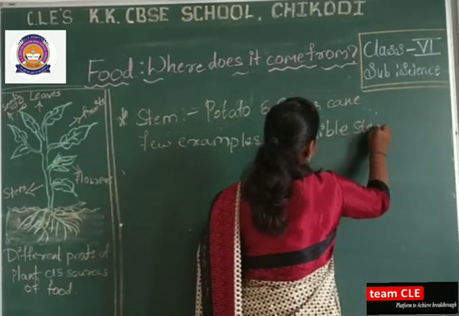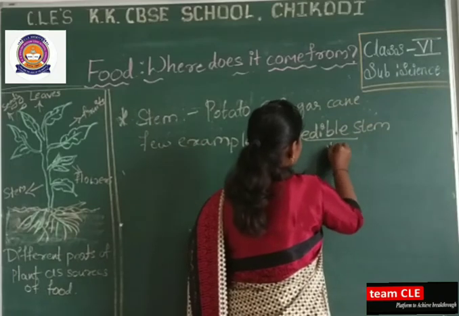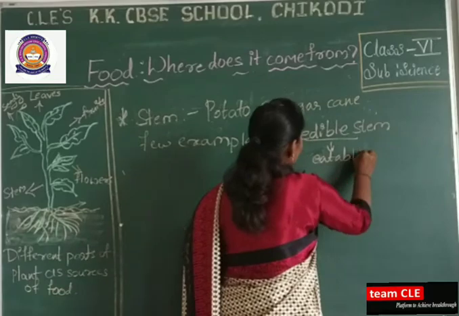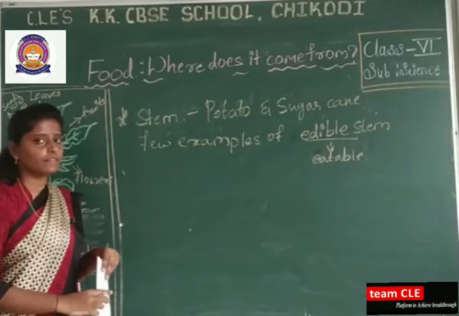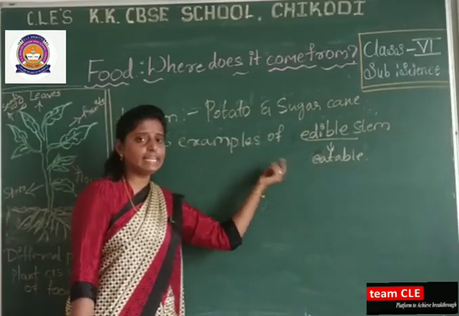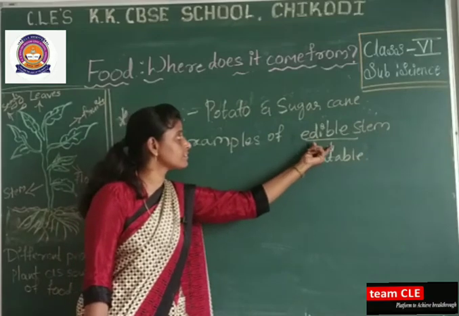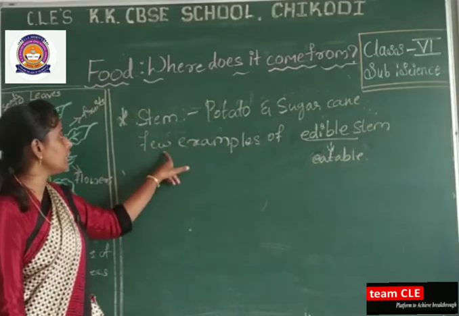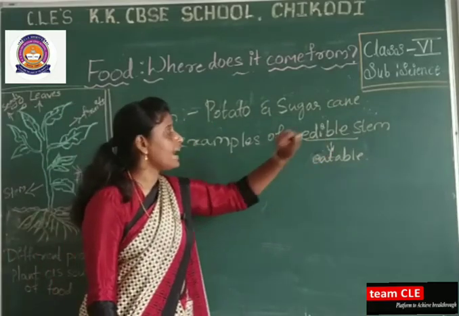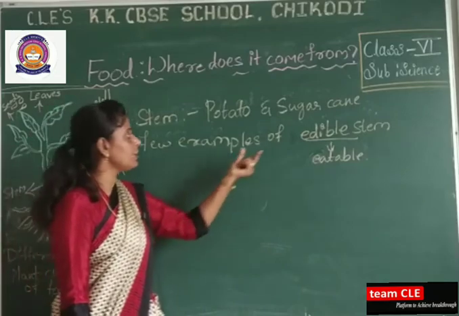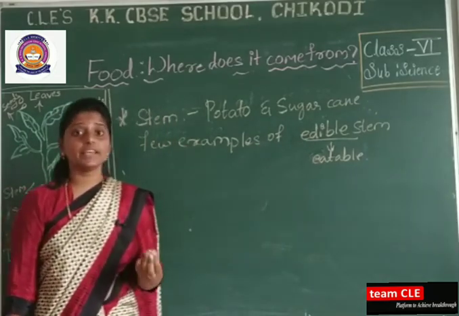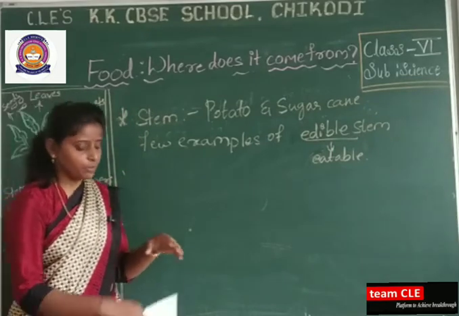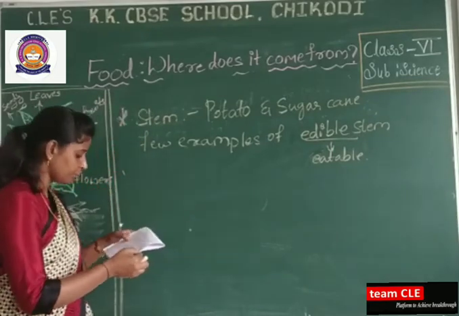What do you mean by edible, dear students? Edible is nothing but which we can eat. Another name for edible is eatable. Nothing but these stems we can eat. So in science terms we call it edible. So potato and sugarcane are few examples of edible stem here. The meaning of edible is eatable, nothing but we can eat that stem part. Yes, we are eating the potato and even sugarcane also.